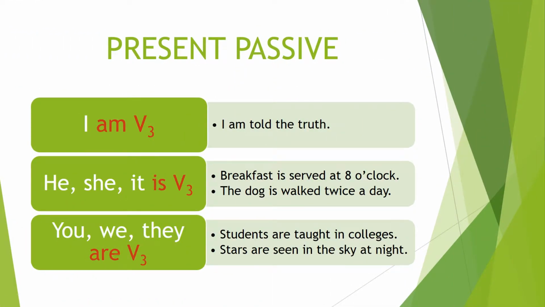To make present simple passive, you need auxiliary verbs am, is, and are, and the past participle. I am told the truth. Breakfast is served at 8 o'clock. The dog is walked twice a day. Students are taught in colleges. Stars are seen in the sky at night.